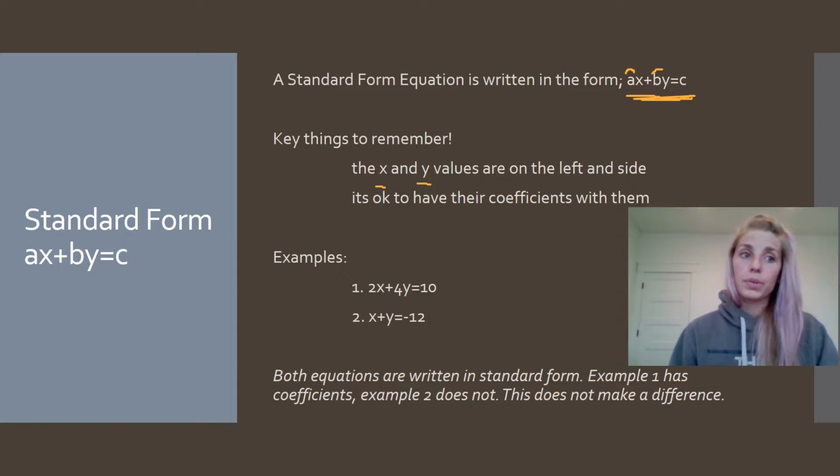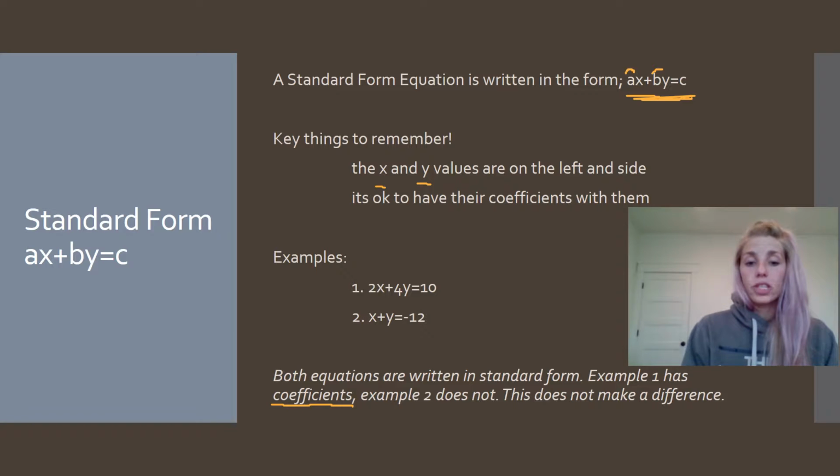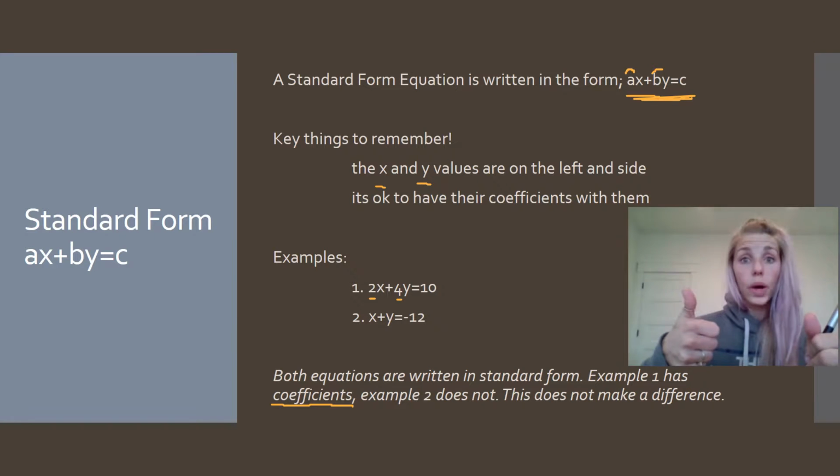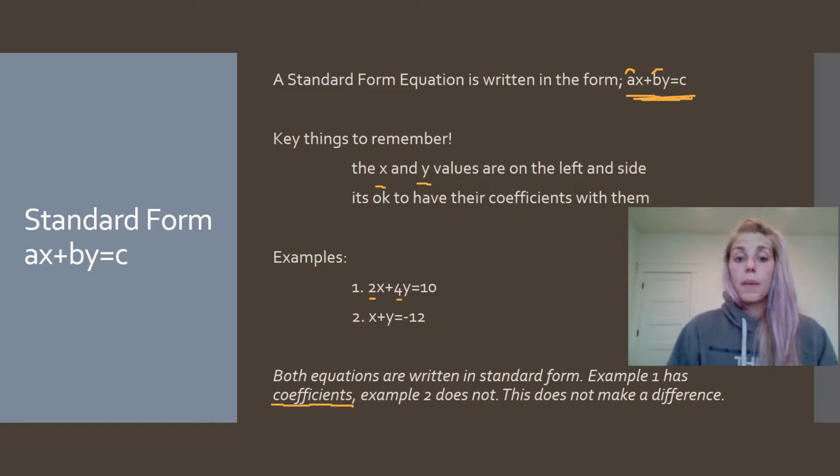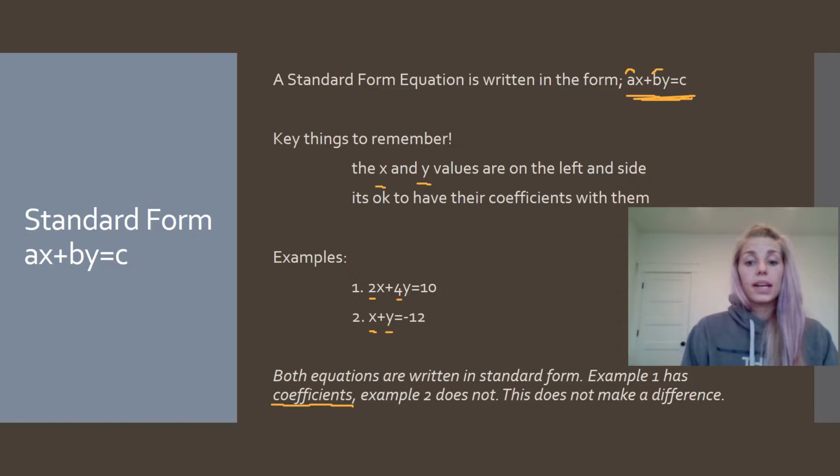That's why we have standard form. It just means that the x's and the y's are on the same side. It's okay to have their coefficients with them. The coefficients are the little a and the b right there. They're just the numbers in front of the variables. So here are 2 examples. Example 1 is 2x plus 4y equals 10. Example 1 has coefficients. So x's coefficient is 2 and y's coefficient is 4. That's okay. If you see an equation that looks like this, it's in standard form. There's also example number 2 where we just have x plus y equals negative 12. Example 2 does not have any coefficients, and that's okay. They're both in standard form.